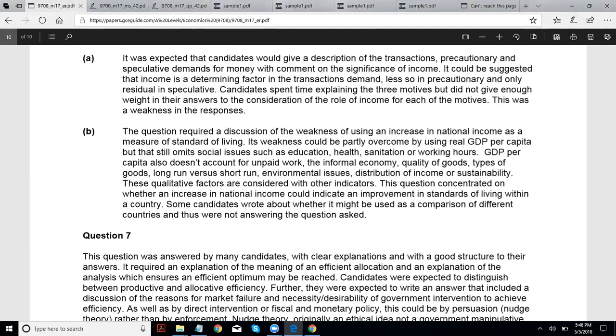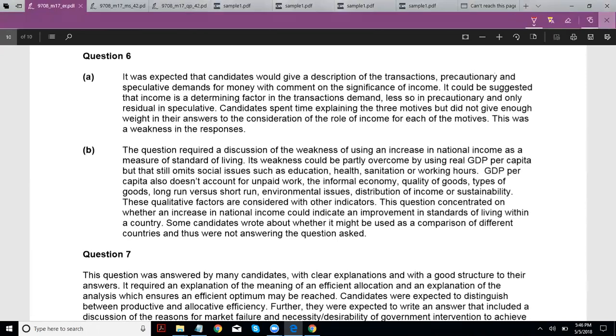It's majorly the same as the marking scheme. This question concentrated on whether an increase in national income could indicate improvement in standard of living within a country. Some candidates wrote about whether it might be used as a comparison of different countries, and thus they're not answering the question. Basically what I said, be a little careful here. Don't be like, no, GDP is not a good comparison because you need to measure it at purchasing power parity rates.